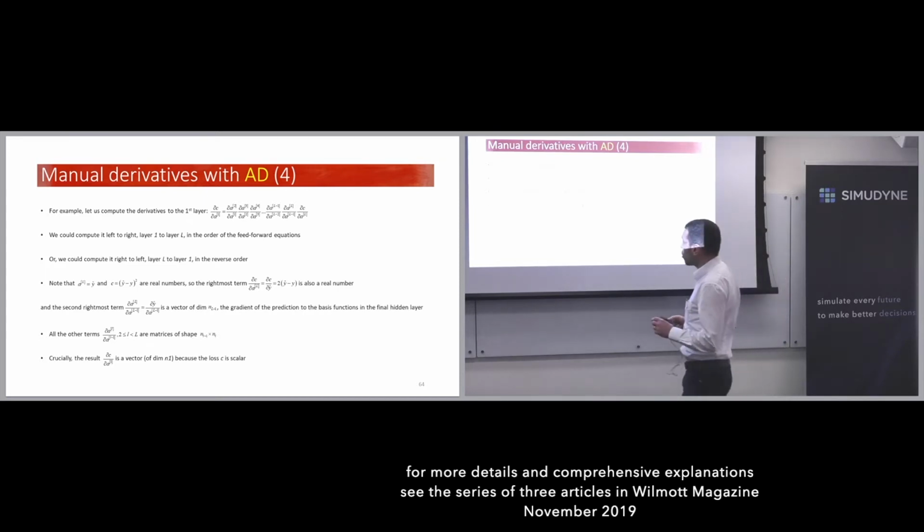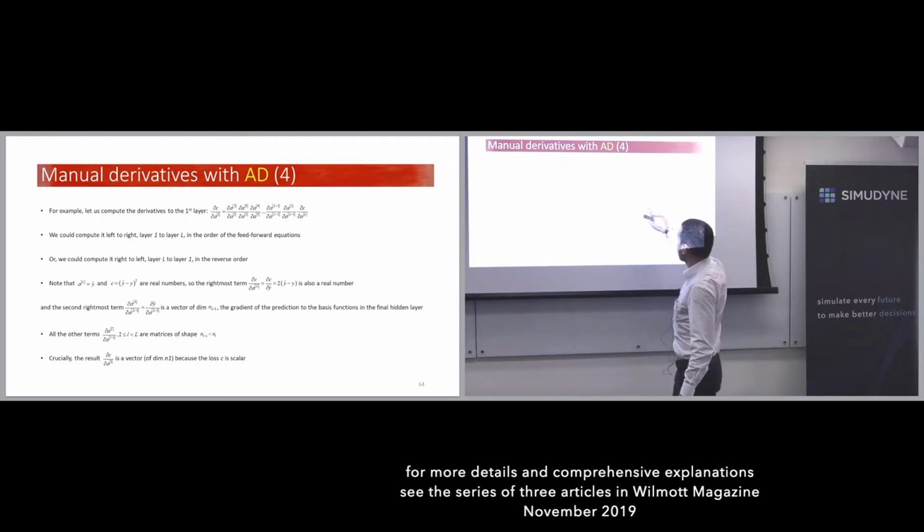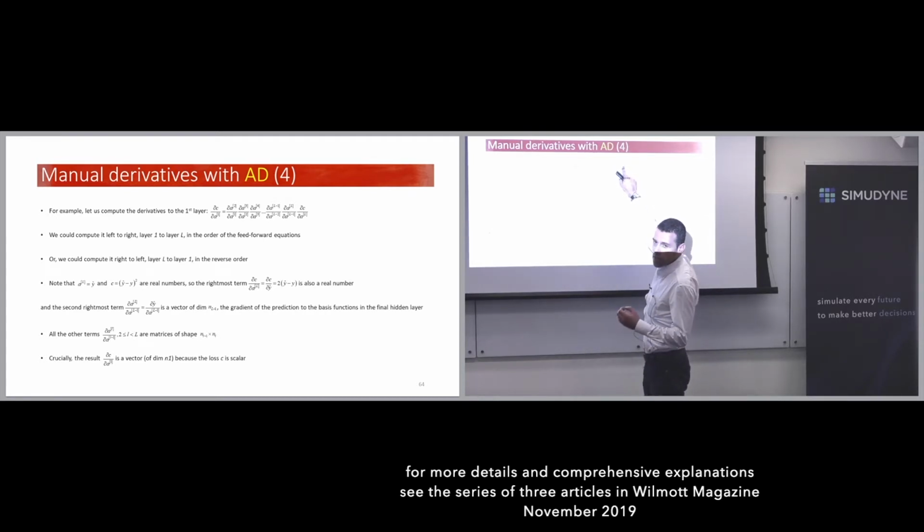Now note that AL, this guy here, that's y hat, and that's a real number. And C, which is the loss, which is the squared prediction error, is also a real number. So the rightmost term, this guy here, dC over dAL, is a real number. What about the second rightmost term? Well, AL, that's y hat, that's my prediction. So this guy is a real number.